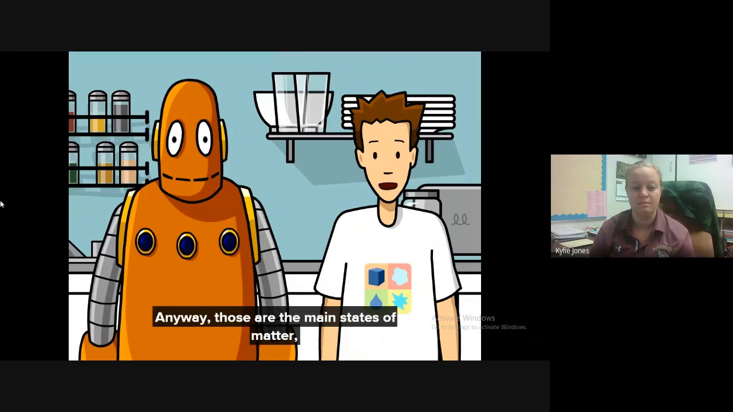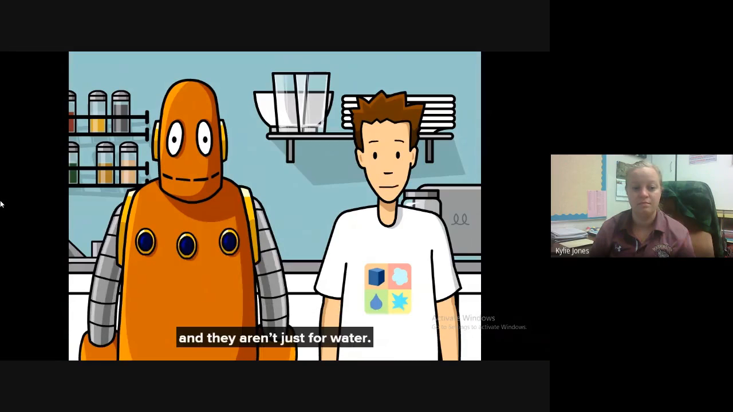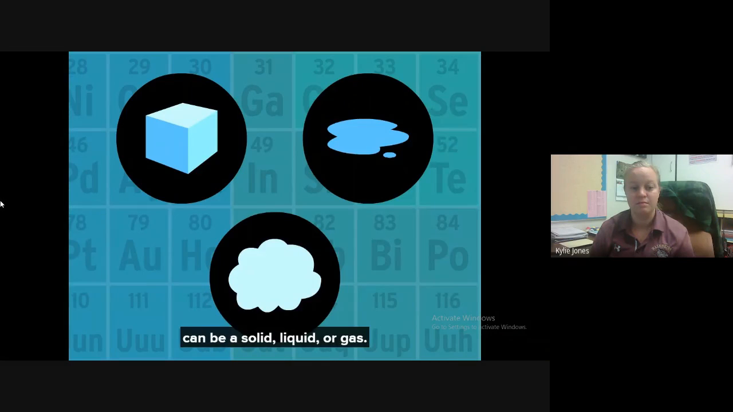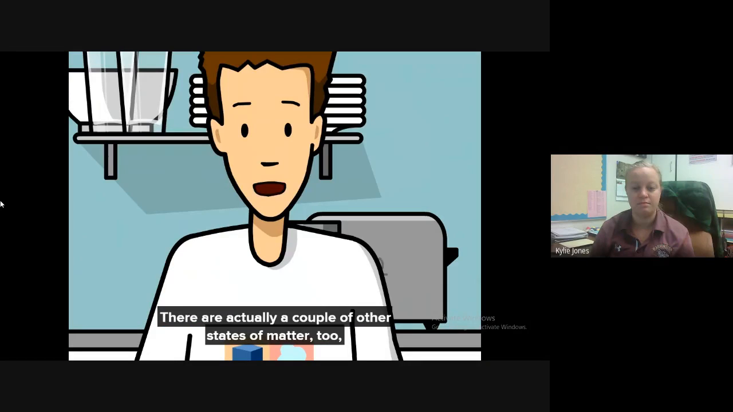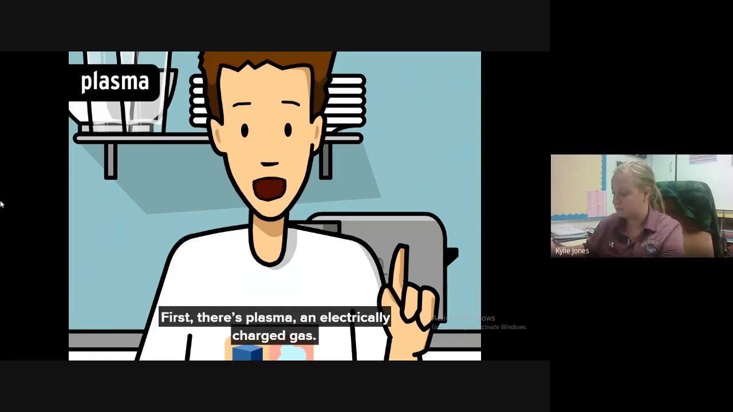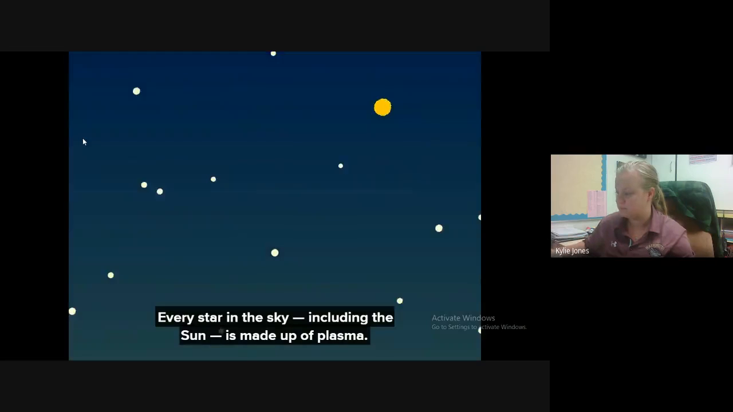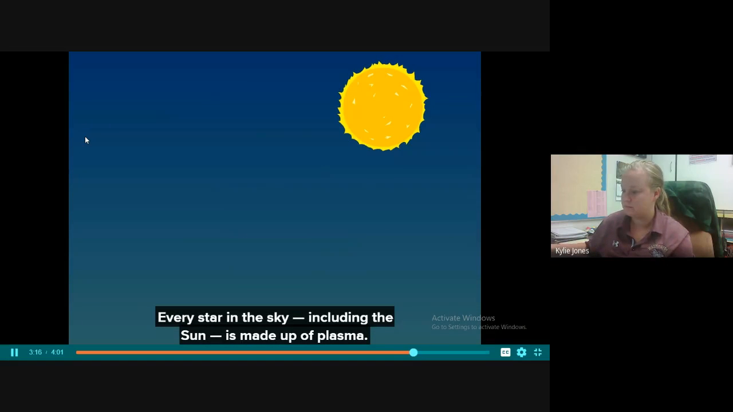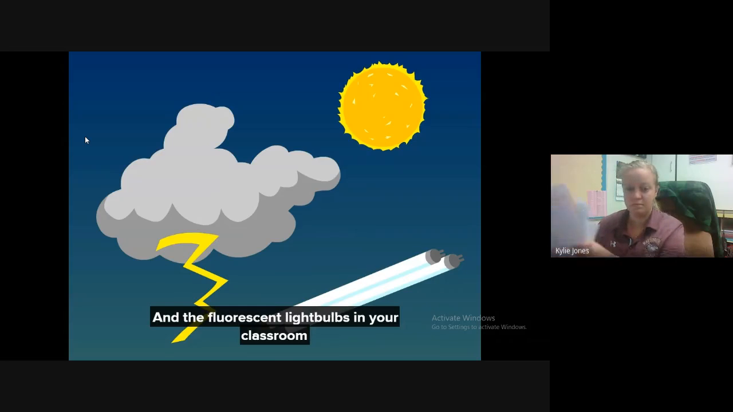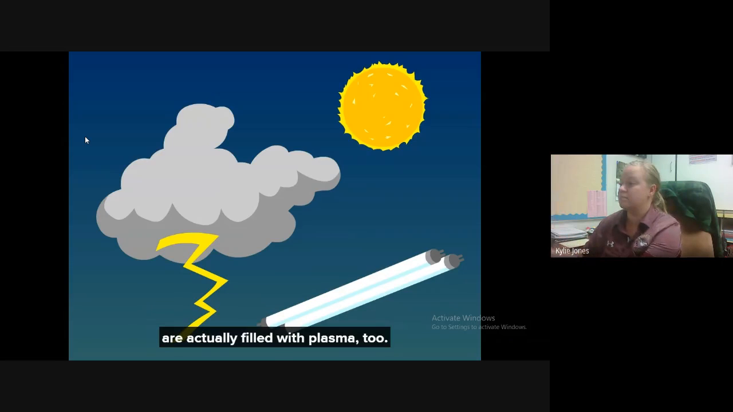Anyway, those are the main states of matter, and they aren't just for water. All matter, from hydrogen to plutonium, can be a solid, liquid, or gas. There are actually a couple of other states of matter too, but they're not as well known. First, there's plasma, an electrically charged gas. Every star in the sky, including the sun, is made up of plasma. So is lightning, for that matter. And the fluorescent light bulbs in your classroom are actually filled with plasma too.